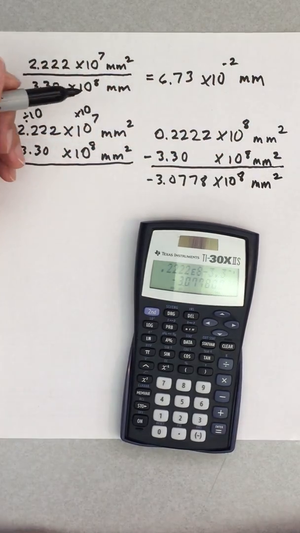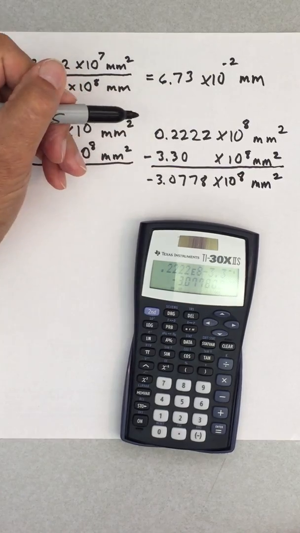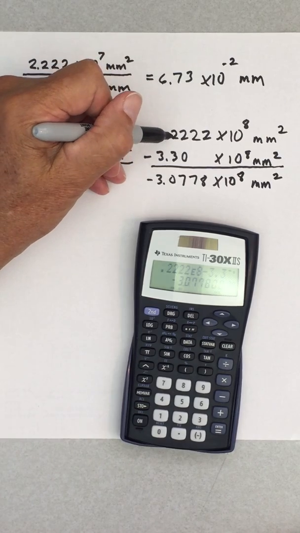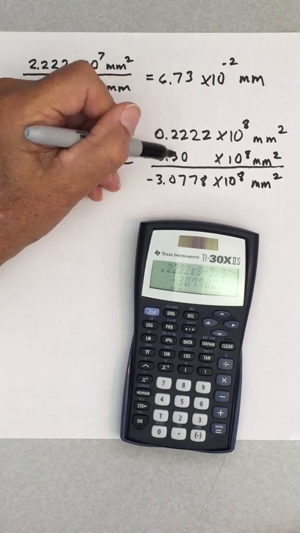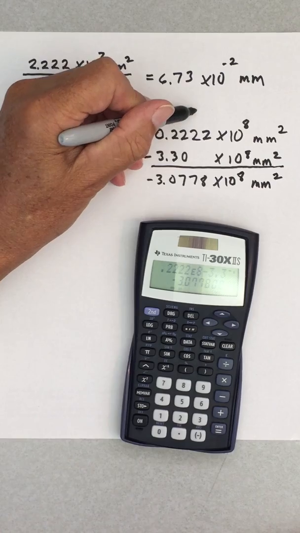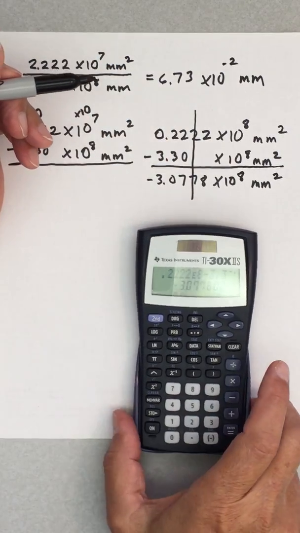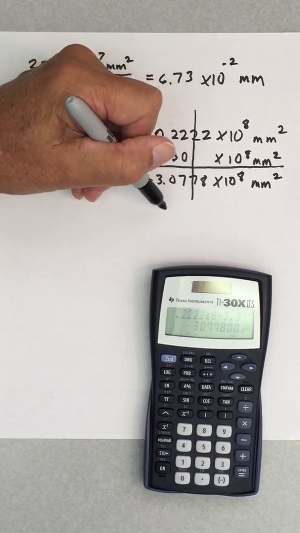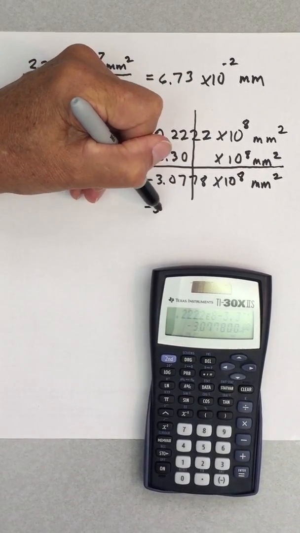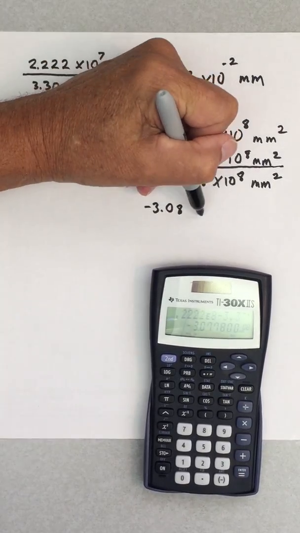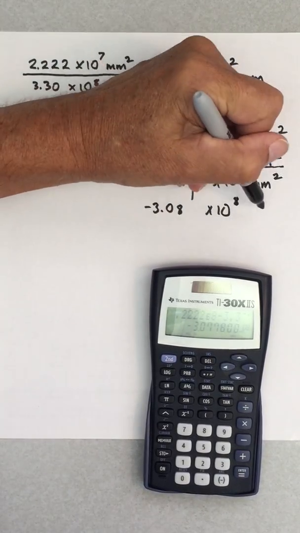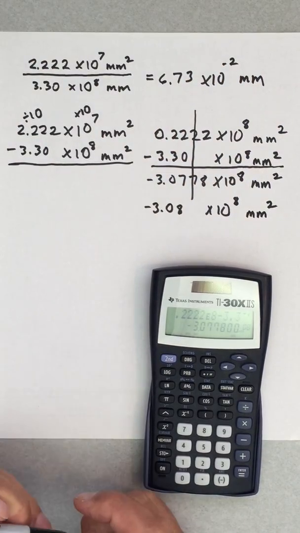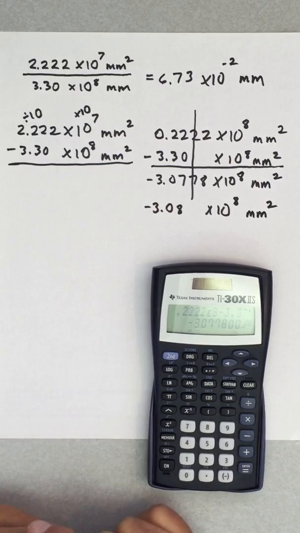millimeters squared. So the decimal places lined up, and I can keep everything that's in common with every number. So I can keep the 0.1 place, I can keep the 0.01 place. I cannot keep this, I have to throw that away. So I'm throwing away a 7, which is greater than a 5, so I round up. So the answer then is negative 3.08 times 10 to the 8th millimeters squared. So that's our final answer, rounded off correctly to the number of significant figures.